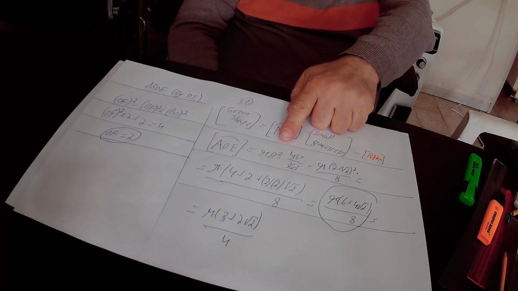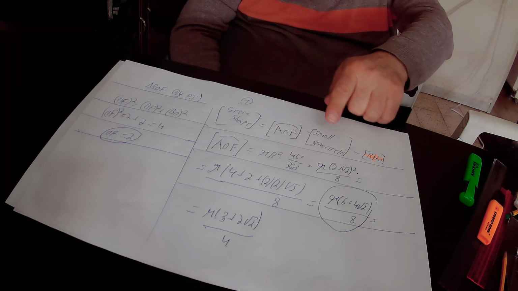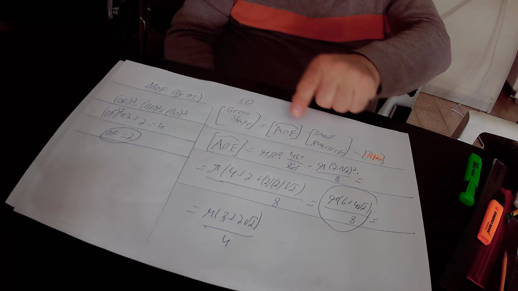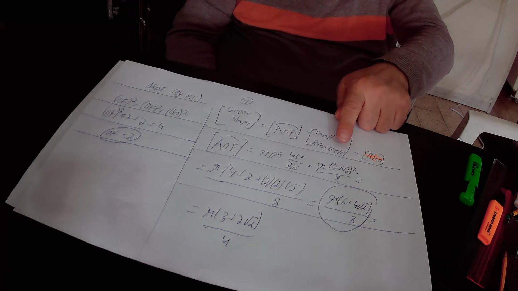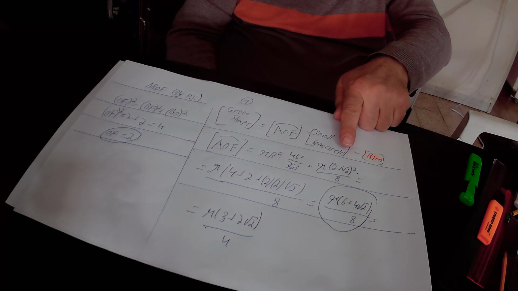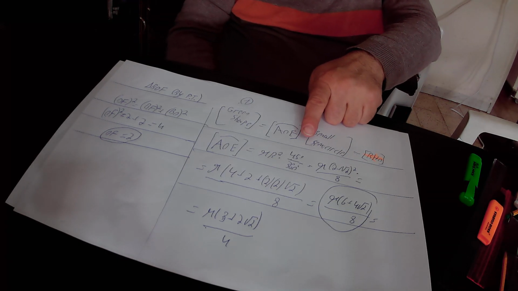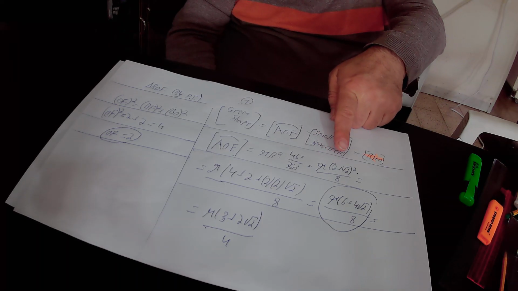We already found out that capital R equals 2 plus square root of 2, therefore capital R squared equals 2 plus square root of 2, squared. So pi R squared is pi times (2 plus square root of 2) squared, and 45 degrees over 360 degrees is 1 over 8. So we have to divide the area of the big circle by 8.